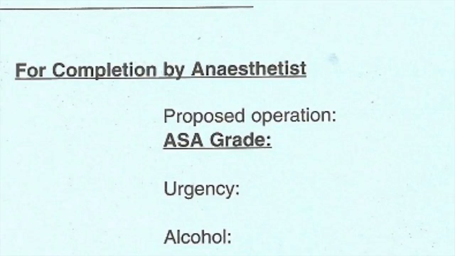Grade 4 would be a systemic disease which is much more detrimental to their quality of life, and it's a constant threat to their life. And grade 5 would be a patient who's essentially moribund and has a very, very high risk of mortality from the anaesthetic. Generally, for elective cases, the patients that I saw were grade 1 or grade 2, and occasionally a grade 3. Urgency, that you see here, basically refers to whether the operation is going to be elective or an emergency case.